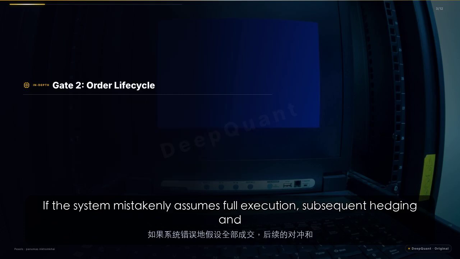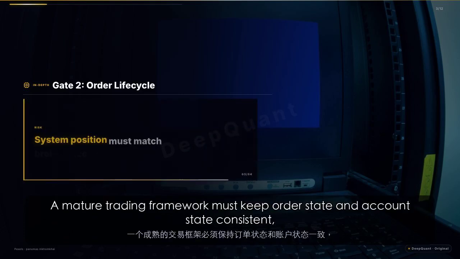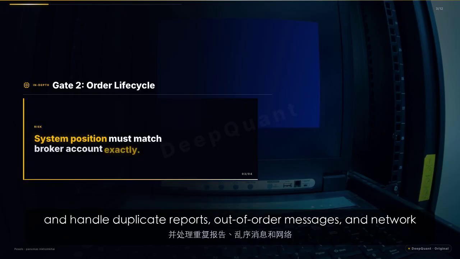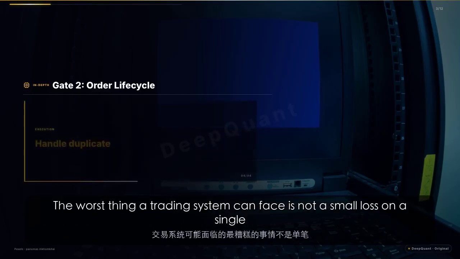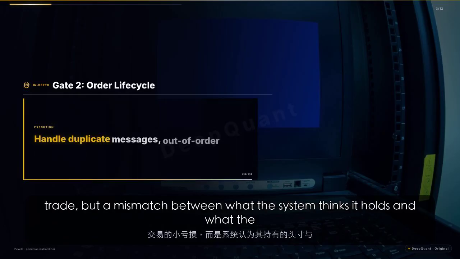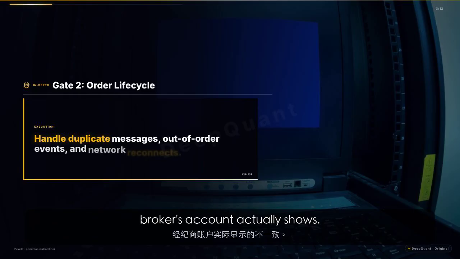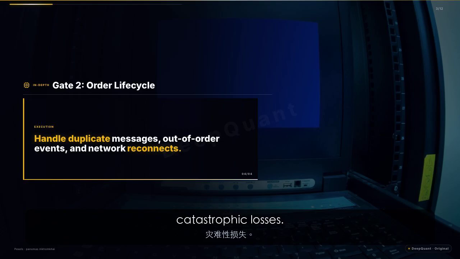If the system mistakenly assumes full execution, subsequent hedging and position tracking will be wrong. A mature trading framework must keep order state and account state consistent, and handle duplicate reports, out-of-order messages, and network reconnections. The worst thing a trading system can face is not a small loss on a single trade, but a mismatch between what the system thinks it holds and what the broker's account actually shows. That mismatch can lead to unhedged exposure, margin calls, or even catastrophic losses.